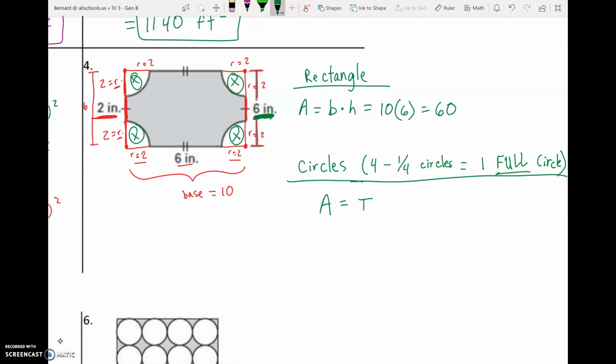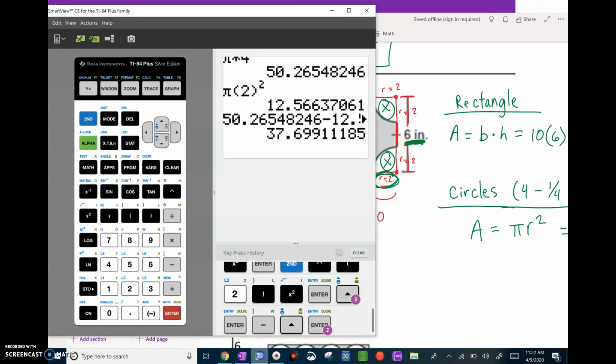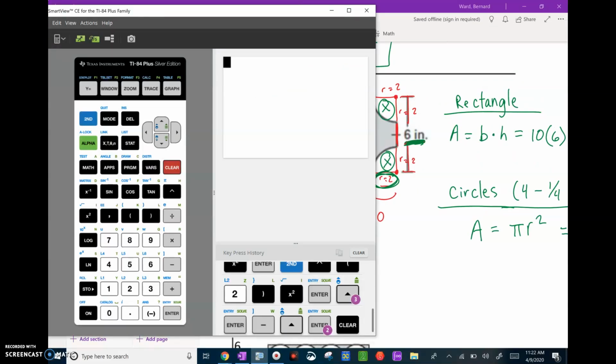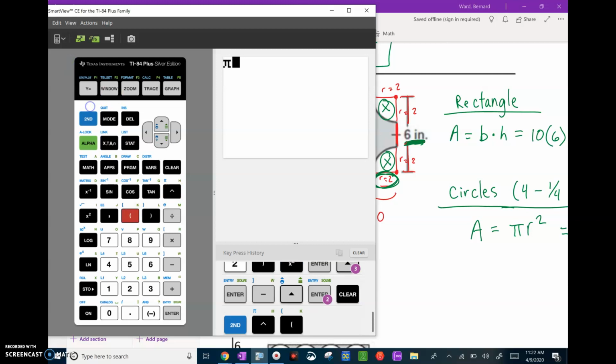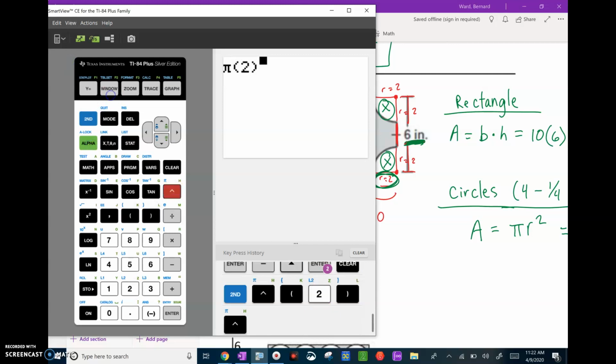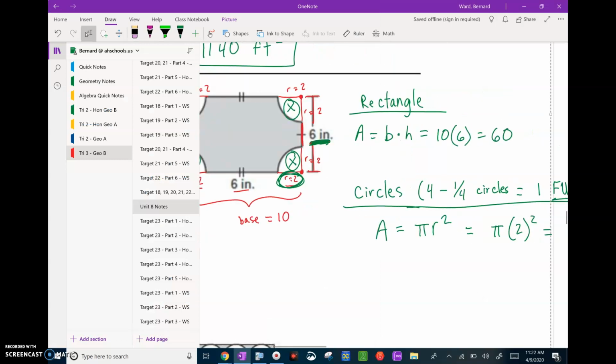The area of a full circle is pi r squared. And we just figured out that the radius of all these circles is 2. So the area of the full circle is pi times 2 squared. We want to type pi times 2 squared into our calculator. So I'll do that: pi, parentheses 2, and then squared. And that tells us 12.6.